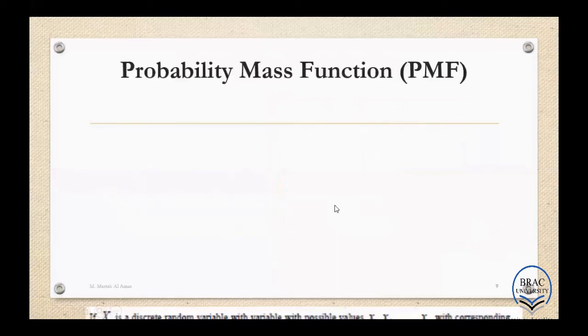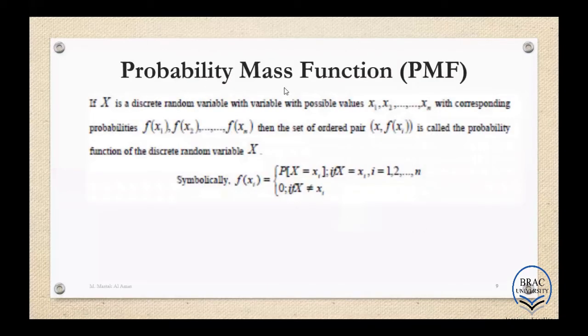Okay, now next one is probability mass function. So when we have x as a discrete random variable with the values x1, x2 up to xn with their corresponding probabilities f of x1, f of x2 and f of xn. So for x1 the probability is f of x1, for x2 the probability is f of x2, for xn the probability is f of xn.